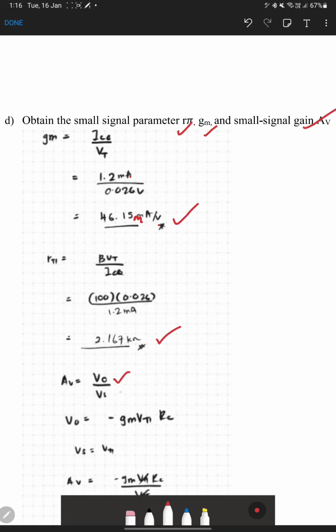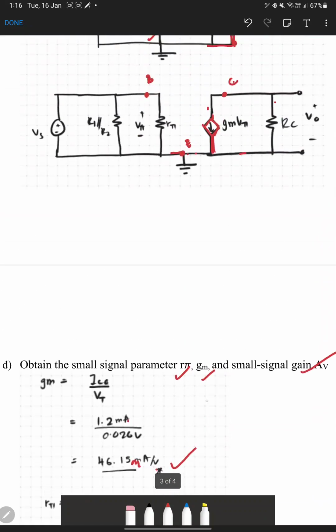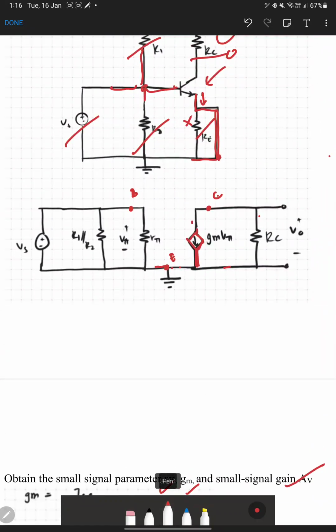AV equal to V out over Vs. So what is the formula for V out? We can see on the circuit V out here, the voltage drop at the RC. So we need to force our current entering from the top, so means that inverse from the GM. GM V pi is the current. So we try to inverse it to enter from the top. So it becomes minus and times RC. So we got value for V out.